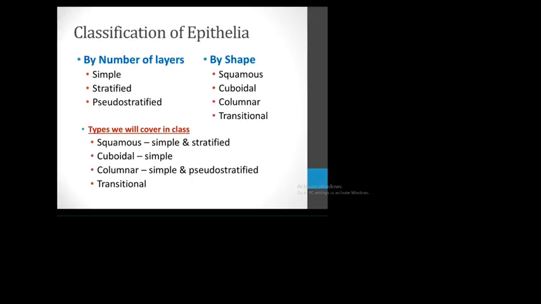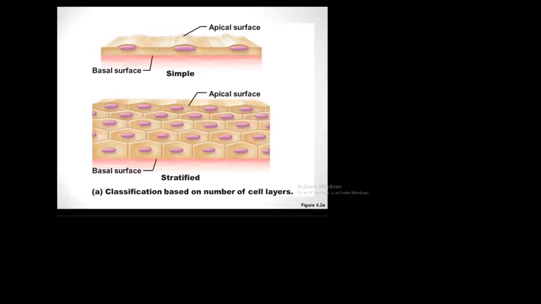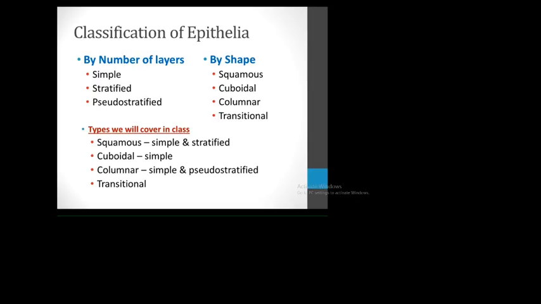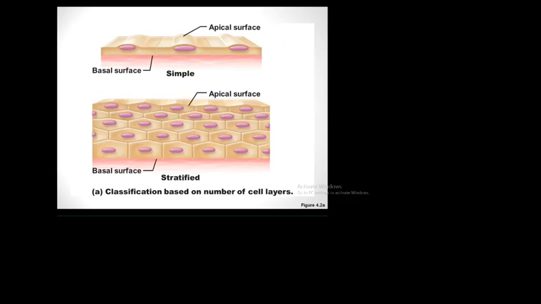But we take these cells by shape, mix them with the choice of layers, simple, stratified, or pseudostratified, and that's how we name the epithelia. So a simple squamous epithelium would be one single line of squamous cells, right? Like we saw in this picture here at the top. Simple squamous. And that should be pretty noticeable, right? Because you're just seeing cells that are lined up. If you take stratified squamous, it'd be stacks of squamous cells.